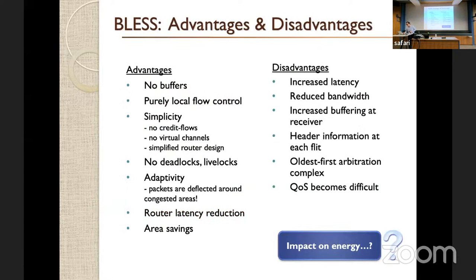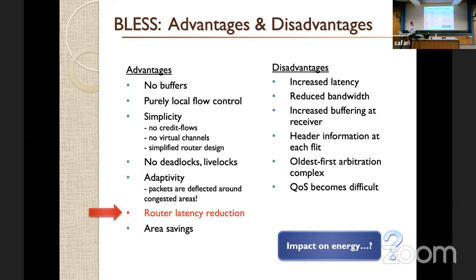Okay. So there's also router latency reduction. We're going to get back to that. We were very optimistic in this original paper. This is a bit tough, but we will see that later on. And then there's area savings. But of course, disadvantages are increased latency, especially when congestion happens, reduced bandwidth, increased buffering at receiver.